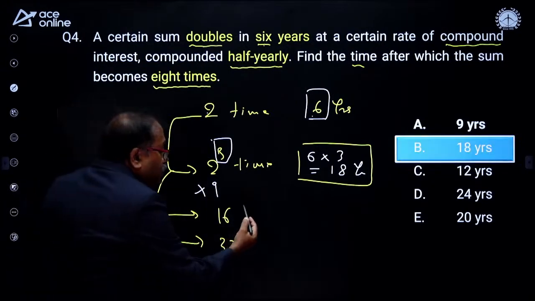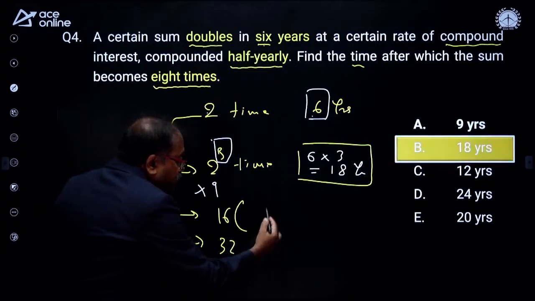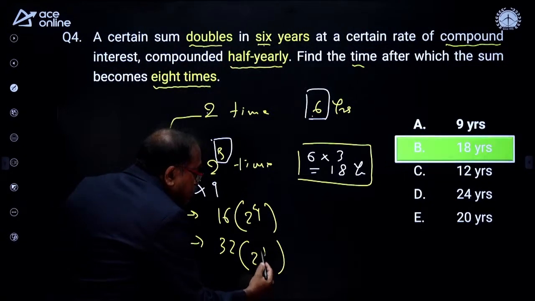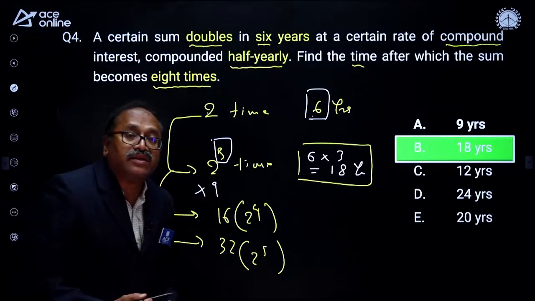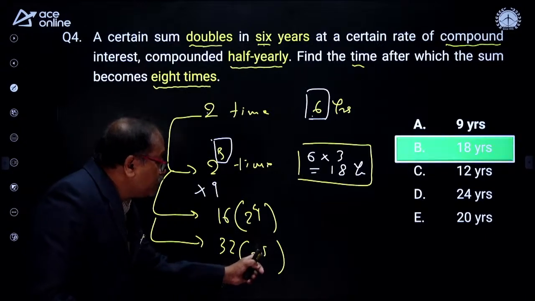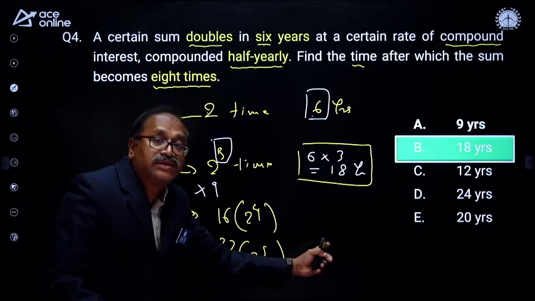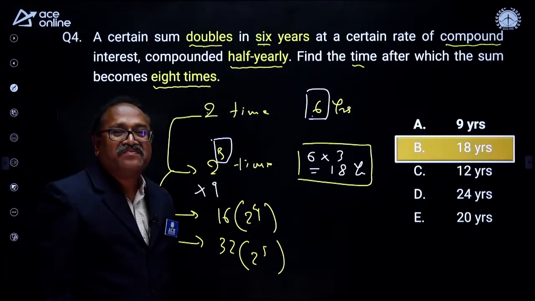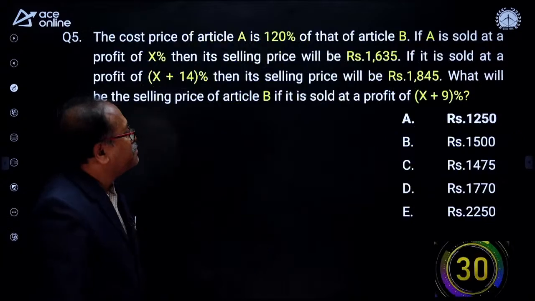All these are in the power of 2. You can see that this is 2 to the power 4, and this is 2 to the power 5. If it is asked in how many years it will become 32 times, then it is 2 to the power 5, so 5 into 6 is 30 years. Okay, let's move on to the next question.